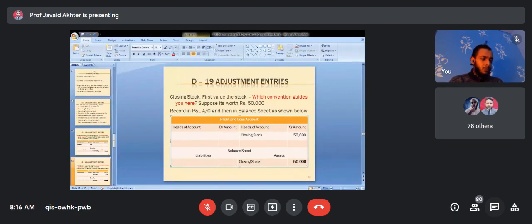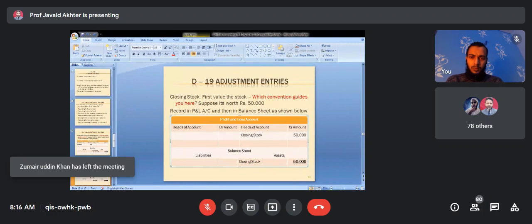Then what do we do? We record it in our books of account only temporarily for not more than 12 hours. Let us say at 5 o'clock, you are recording it as your revenue, assuming that it will be sold, and your asset. Next day, when you open your books of account, this closing stock becomes your opening stock, isn't it?